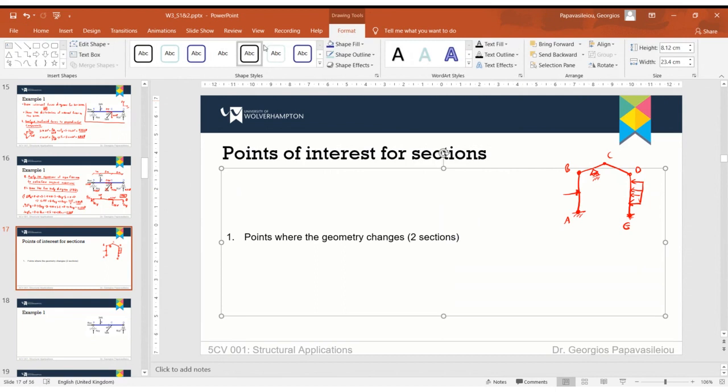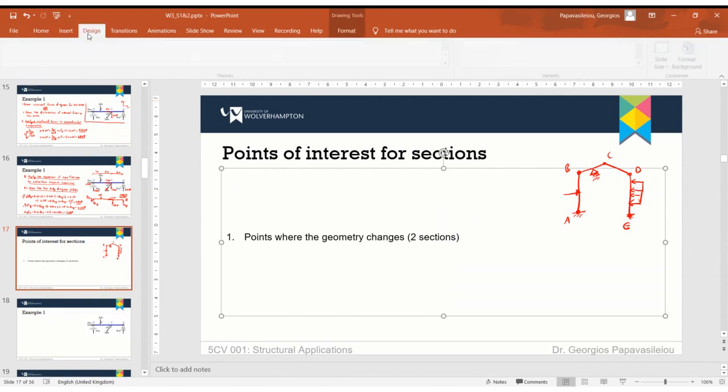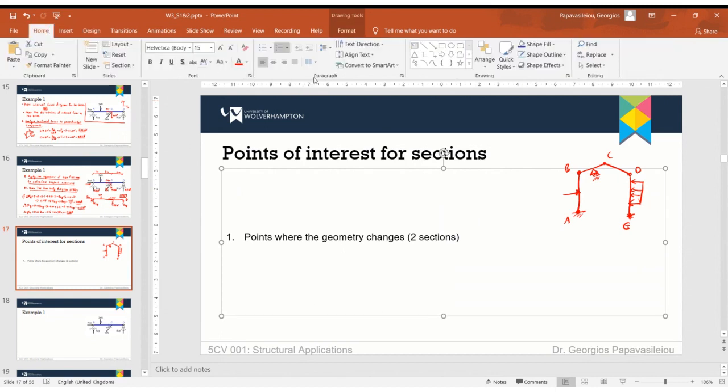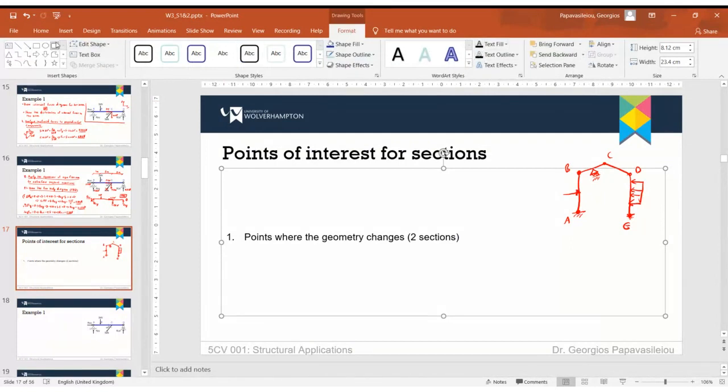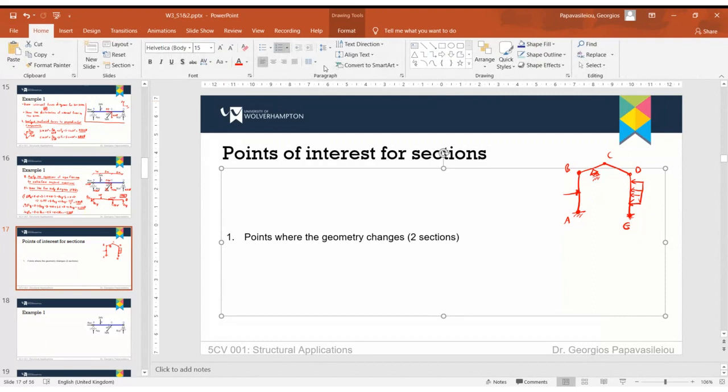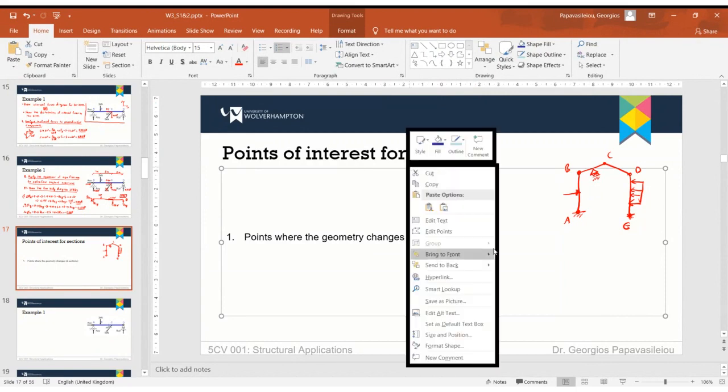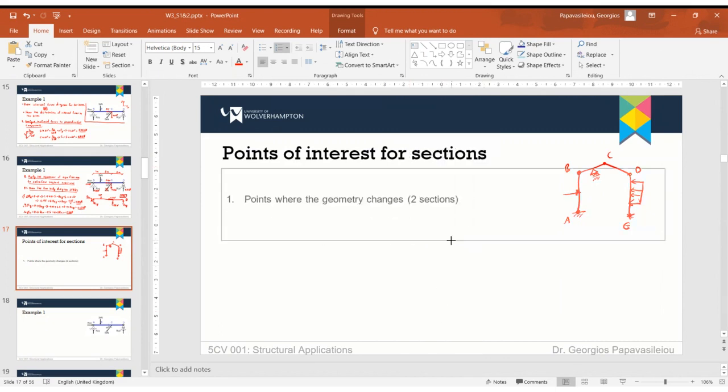Let me just format. That's strange. Yeah, that's okay. So the alignment. Yeah, anyway, let's not spend time on that right now.